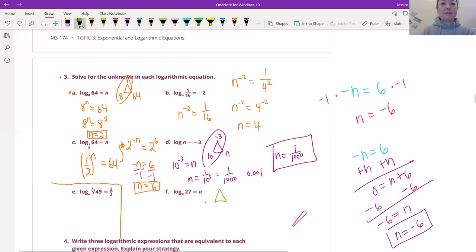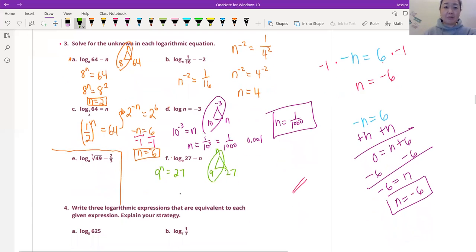So here's my triangle. So n, 27, oh, 9, 27, and n. So it's going to be 9 to the nth power is equal to 27. Okay, I can't get 27 to have a base of 9. Like, 9 to what power will be 27? I can't do that.